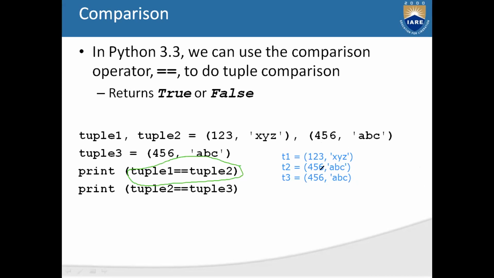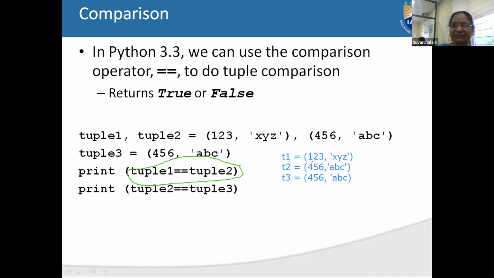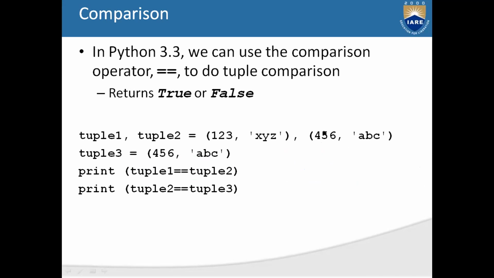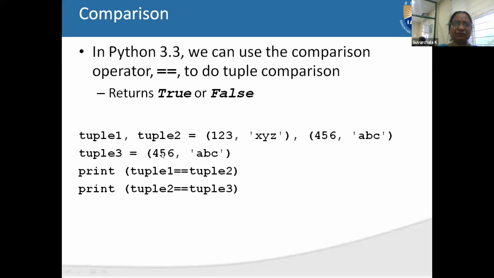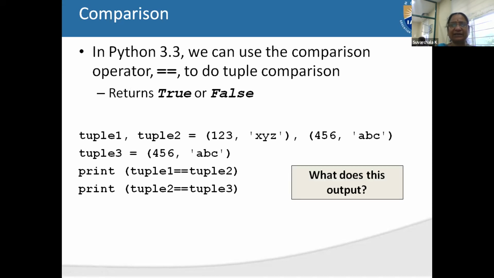Tuple 1 is this, tuple 2 is this. The first element itself doesn't match, right? So that's why the output of the first one is false. Similarly, what is the output of the second print statement? It's true, ma'am. Tuple 2 is 4, 5, 6, abc, and tuple 3 is 4, 5, 6, abc, the same. So the first output is false, and the second print statement is true. Hope you understand.